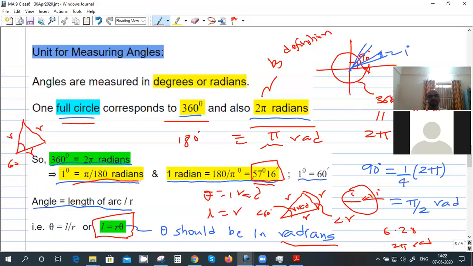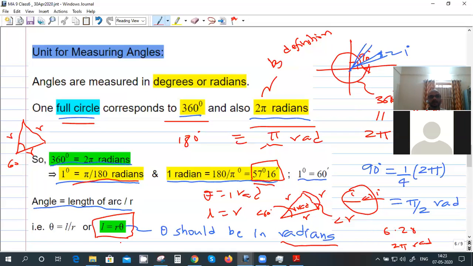So whatever angle is in radians, the value will be small. When the angle is measured in degrees, its value will go up. Like 1 radian corresponds to 57 degrees, right? Like full circle is 360 degrees. In radians, it's 2 pi. 2 pi is approximately 6.28. So 6.28 corresponds to 360 degrees. So in terms of degrees, the value of the angle is more. In terms of radians, radian is a big unit.